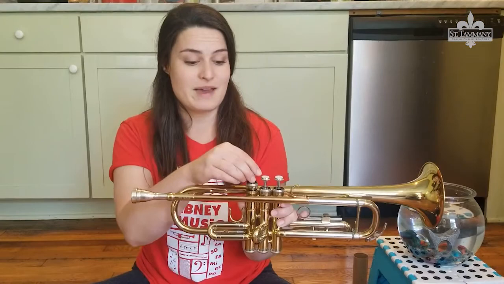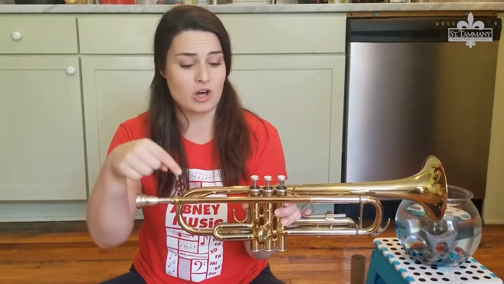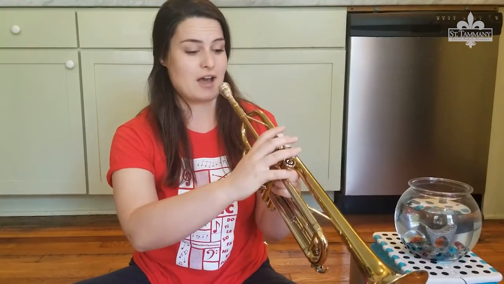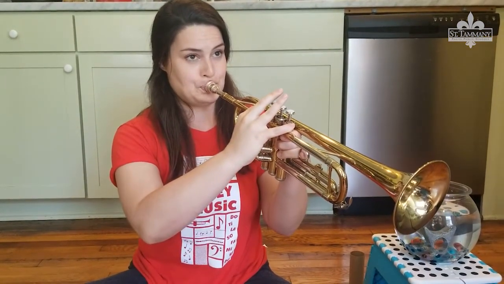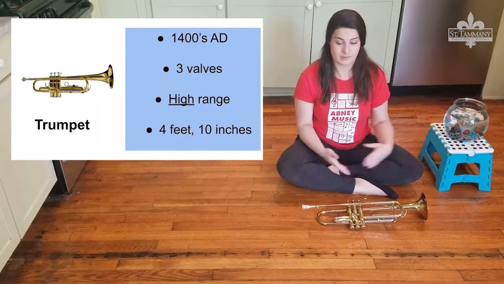The other way a brass instrument changes pitches is with these metal tubes called valves. When I push down on a valve, it changes how long my air has to travel to make it through the instrument, which changes its pitch. It sounds like this when you play with valves. The first brass instrument I'm going to teach you about today is the trumpet.